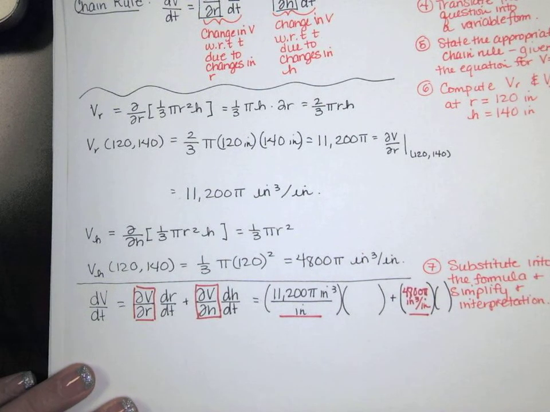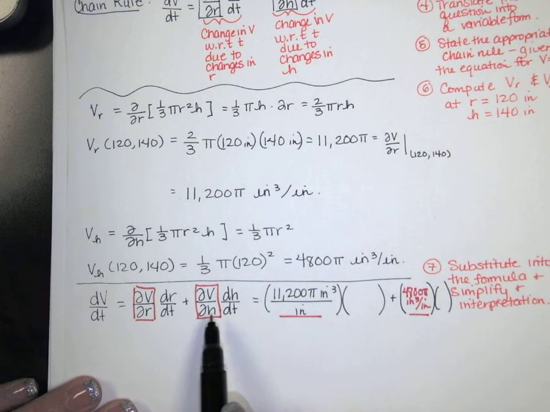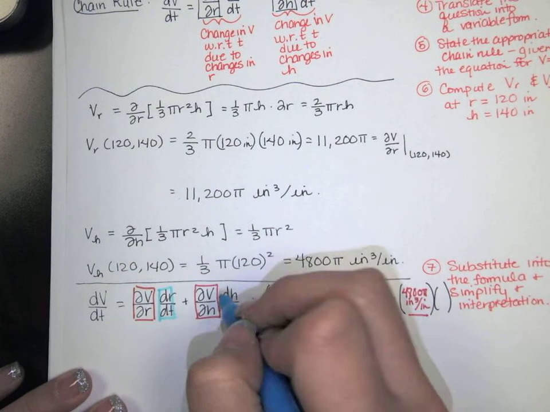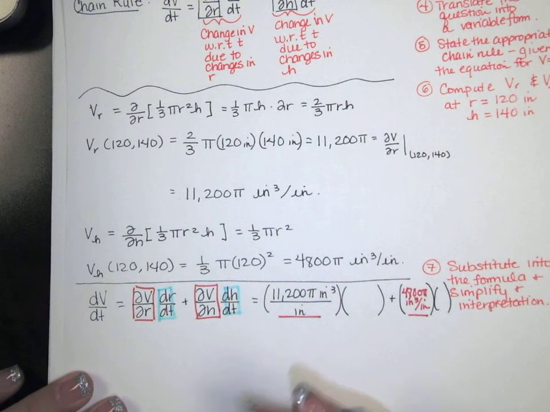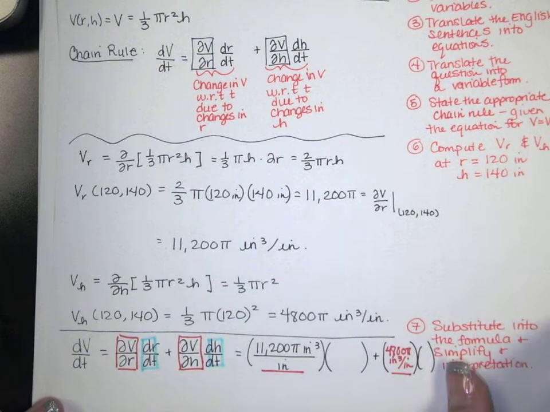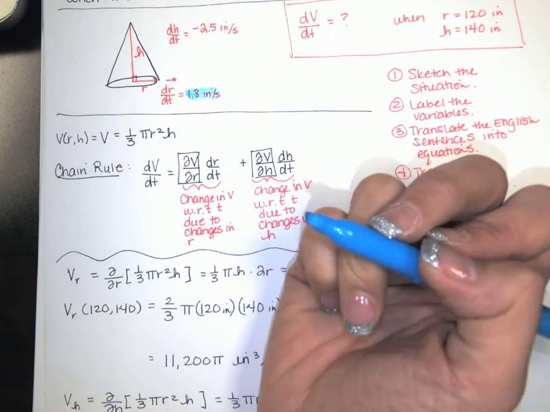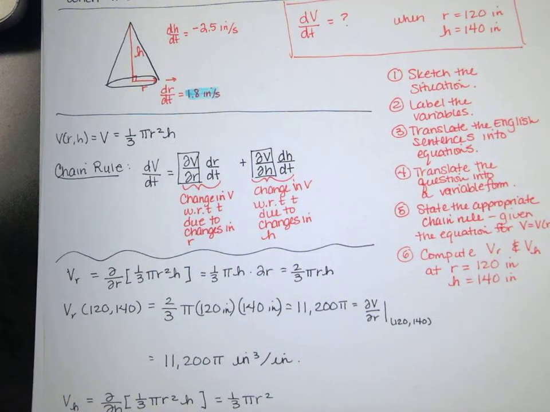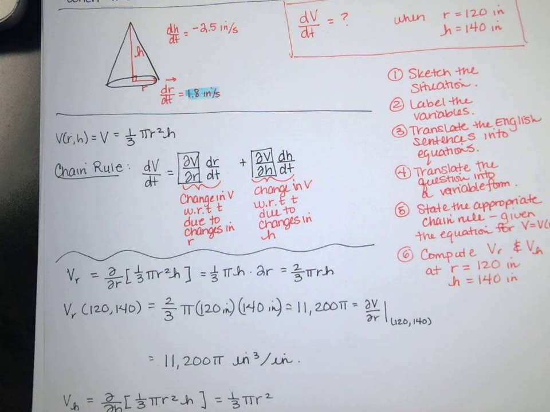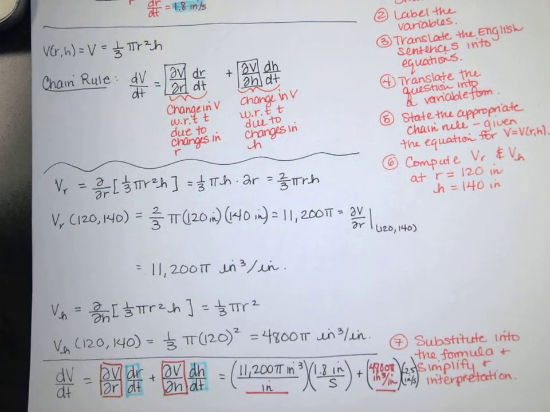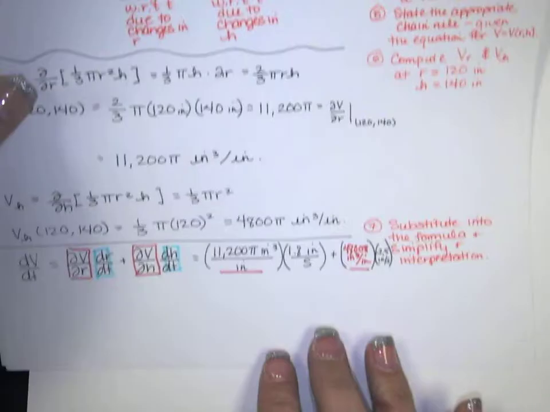That goes here. Okay? And now I need to multiply by the change in the radius with respect to time and the change in height with respect to time. Change in radius with respect to time, well, that was given to us. They told us the radius is changing at 1.8 inches per second. So I substitute that in. And the height is dropping at 2.5 inches per second. I know that that's very small, so I'm going to write it a little bit bigger.